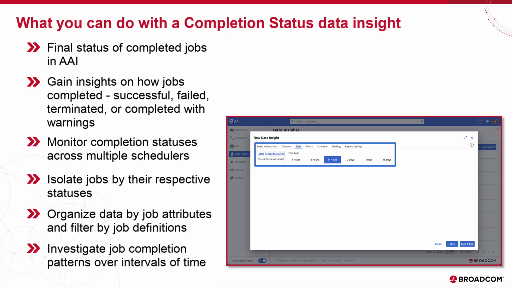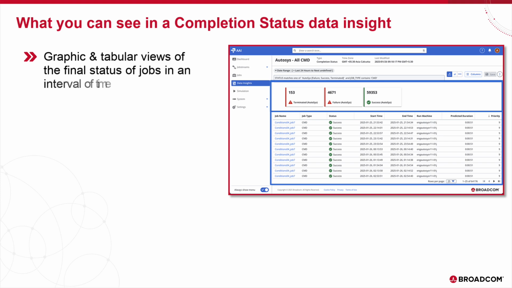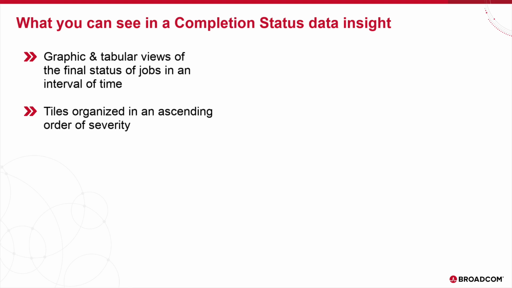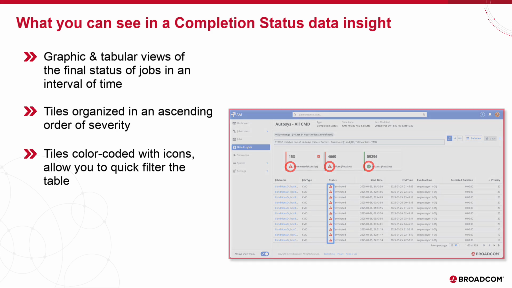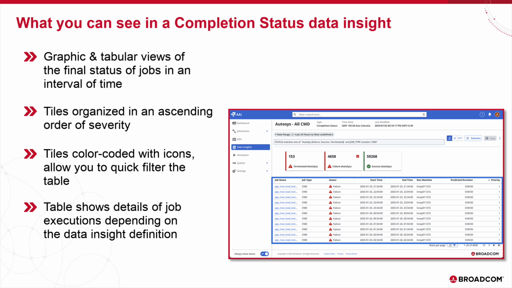Let's also explore what you can see in a completion status data insight. The completion status data insight in AAI shows you both a graphic and a tabular view of the final status of jobs in an interval of time. The graphic is a series of tiles organized in an ascending order of severity. The tiles, each with a color-coded icon representing a specific state, allow you to quick filter the table by their statuses. And the table shows you the details of your job executions depending on how you define the data insight.